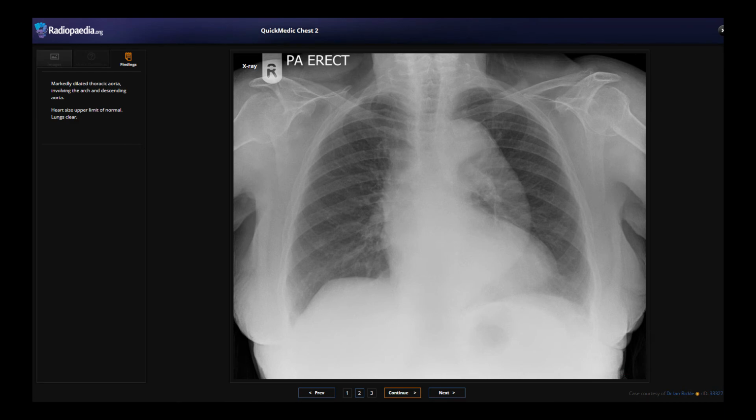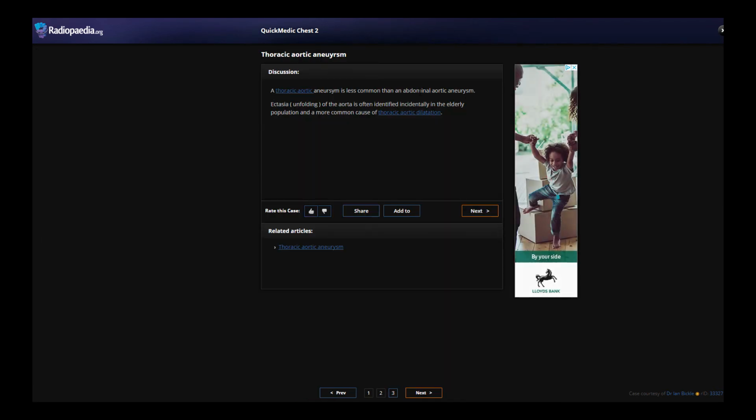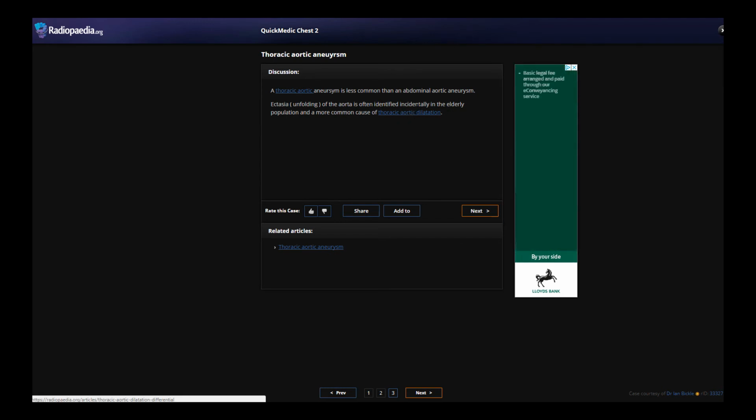Markedly dilated thoracic aorta involving the arch and descending aorta. So the arch is here and the descending aorta goes down. The heart size is the upper limit of normal and the lungs are clear. So this is obviously quite a worrying feature. This is unfolding of the aorta. A thoracic aortic aneurysm is less common than an abdominal aortic aneurysm, we know that. Ectasia, which means unfolding of the aorta, is often identified incidentally in the elderly population and is a more common cause of thoracic aortic dilatation.